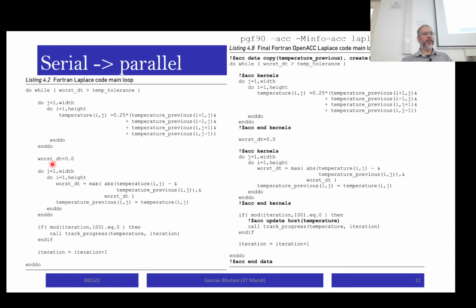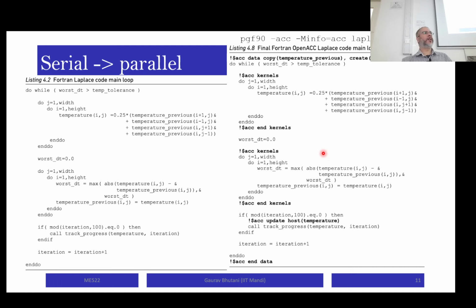If you go further to the next set of do loops, here again you see two do loops. One goes from j equal to 1 to width, the other from i equal to 1 to height, and then you refer to each and every element of the temperature. So again this seems parallelizable. There are two nested do loops that I can potentially parallelize, and if your width and height are very large numbers, there is a lot of work to do in these loops. So it's definitely worth parallelizing them.